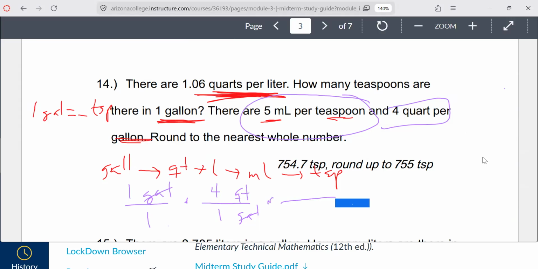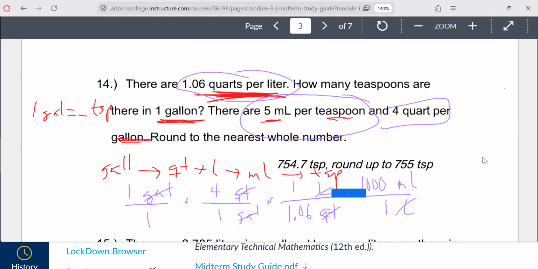Now I'm going to liters. Now 1.06 quarts per liter. So quarts, it's on top. So I put quarts here and then I put L there. And it's 1.06 quarts for 1 liter. So this will cancel that. So now I'm at liters. I'm going to ml. So L and then ml. 1 L is 1,000 mLs. So L will cancel L.